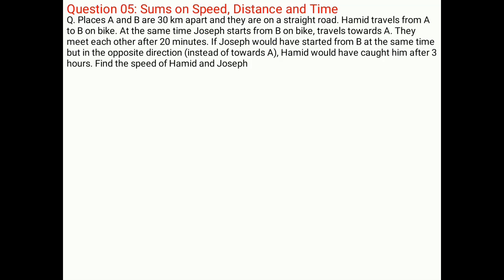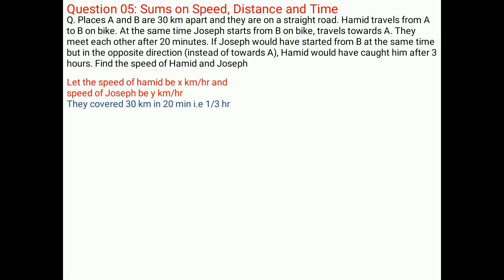Now, the question is asking us to find the speed travelled by Hamid and by Joseph on their bikes. Therefore, let the speed of Hamid be x km per hour and the speed of Joseph be y kilometers per hour. Therefore, they covered 30 kilometers in just 20 minutes. Now 20 minutes has to be converted into hours, or 3 hours has to be converted into minutes. Here, for ease, I'm converting 20 minutes into hours, which gives me 1/3 hour.